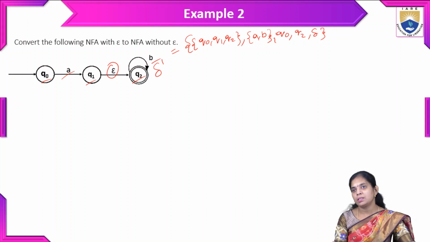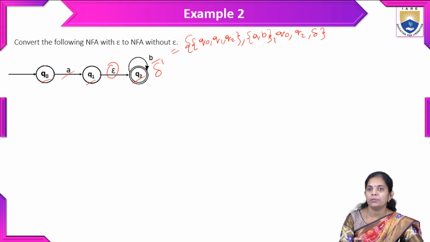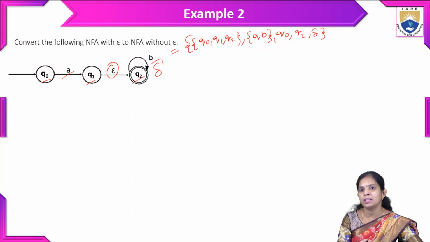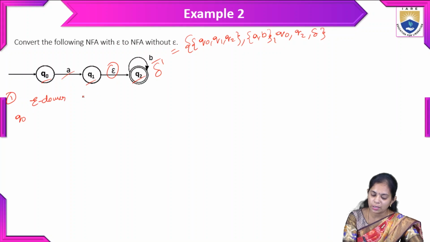Now, what is the first step we need to find? For every state, we need to find all the states reachable by epsilon transitions, so we need to find the epsilon closure for every state. We have 3 states here: Q0, Q1, Q2. So the first step is to find the epsilon closure for Q0. And how many inputs are there? We have 2 inputs, so for the same state, Q0 epsilon closure, I am writing it for every input.